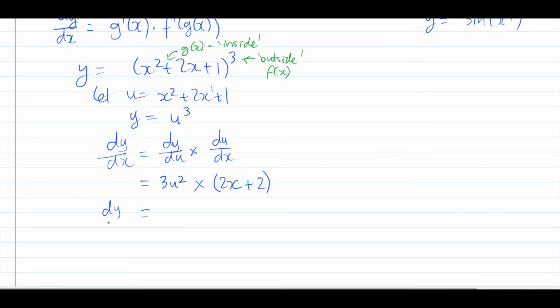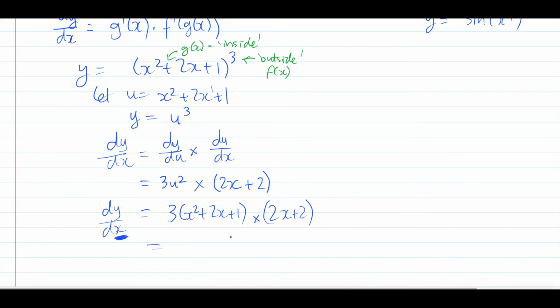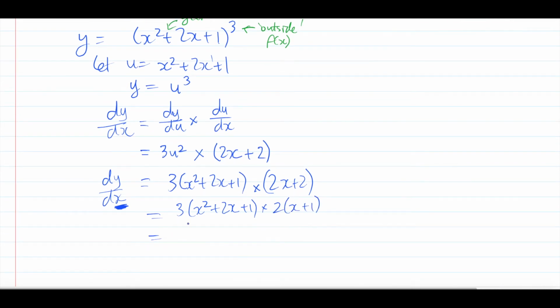Well, we want the derivative in terms of x, not in terms of u. So what you do is you replace the u with whatever it is in terms of x. So you get 3 times (x squared plus 2x plus 1) squared, and then you multiply that by (2x plus 2). For your final answer, if you want to simplify, you can take the 2 out. So you get 3 times (x squared plus 2x plus 1) squared multiplied by 2 times (x plus 1). And if you want to make it look really nice, you multiply the 2 and 3 to get 6(x plus 1)(x squared plus 2x plus 1) squared.